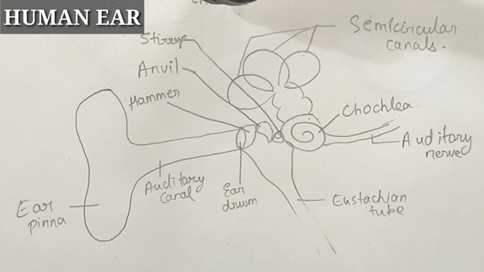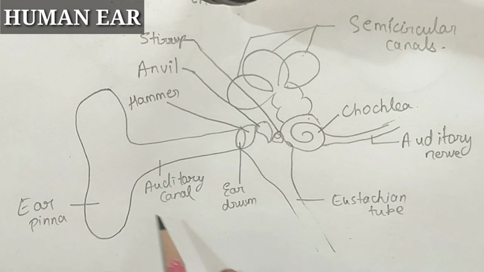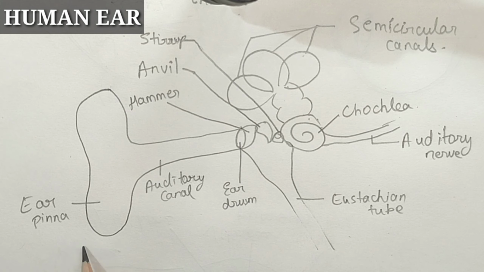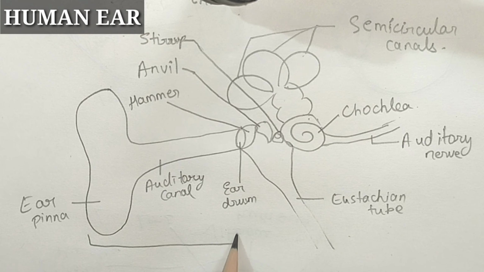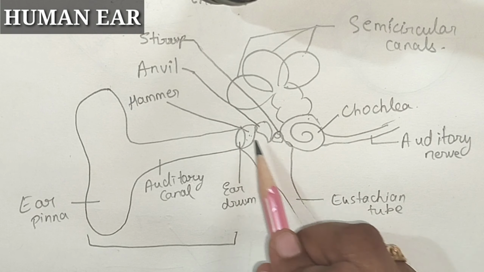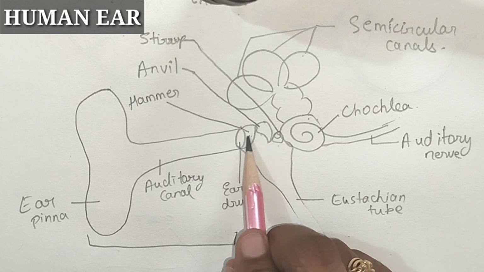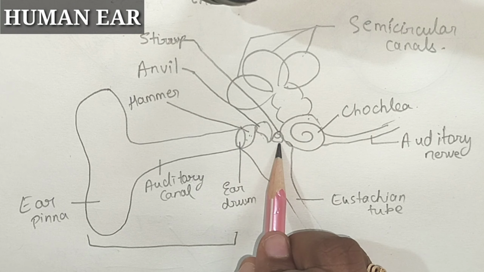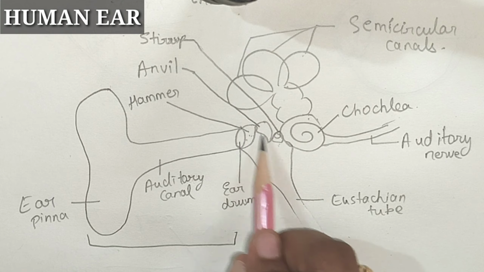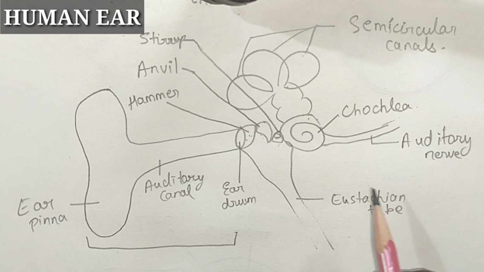So this is the diagram of the ear. Here: ear pinna, auditory canal, eardrum. These three things come in the external ear. This part is the external ear. The middle ear has the hammer, anvil, stirrup, or else you can call them malleus, incus and stapes, their scientific names. These three bones together are called ear ossicles.